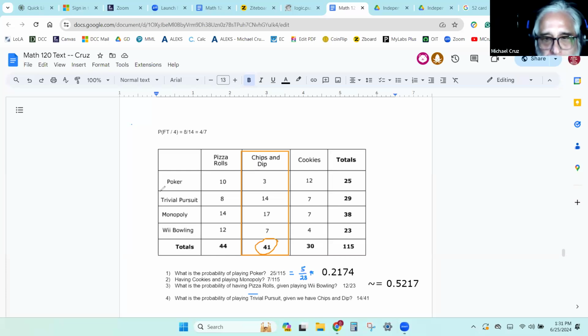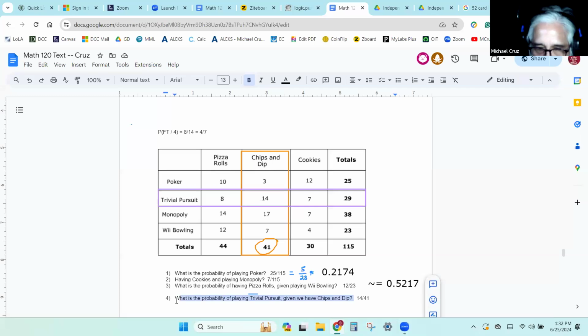Now, it was Trivial Pursuit. And so there's what we want. We want the intersection of the two. So 14 over 41. And so let me just keep that same thing on there, and then I'll just add one more question and change it slightly. Turn it around.